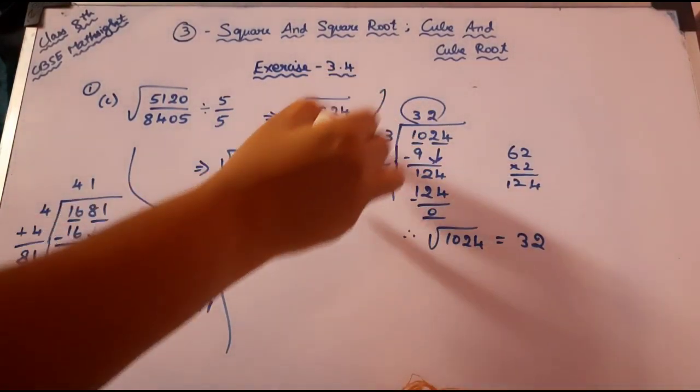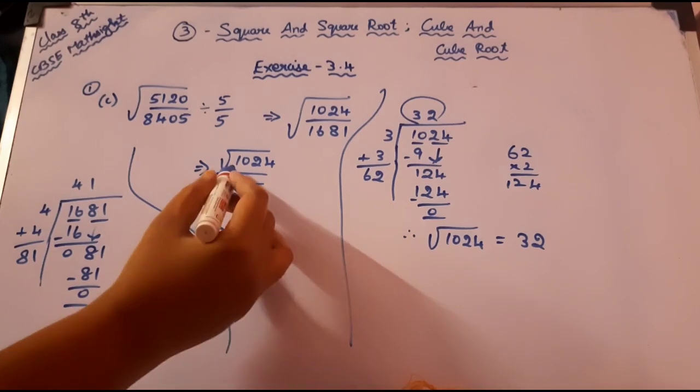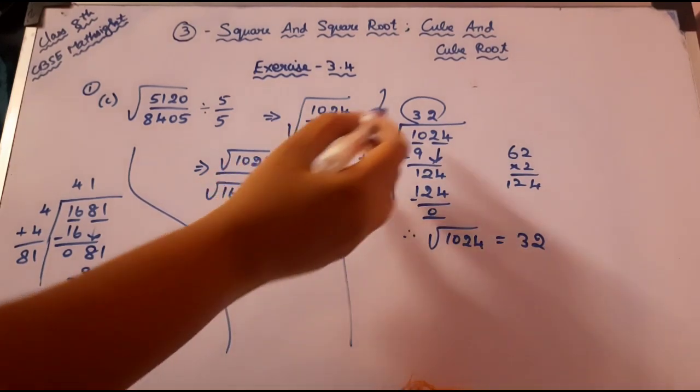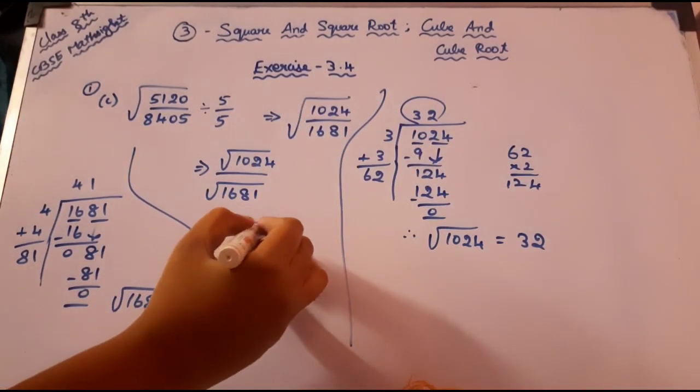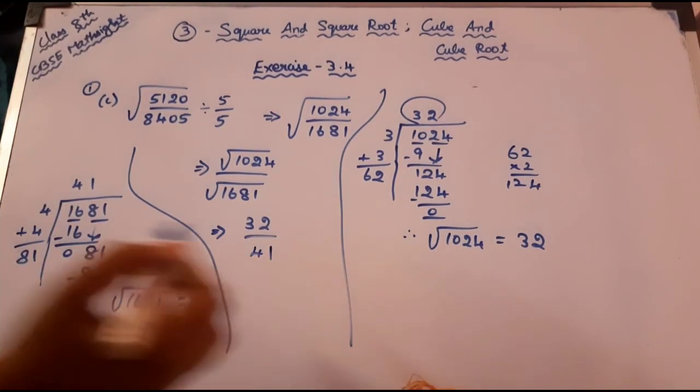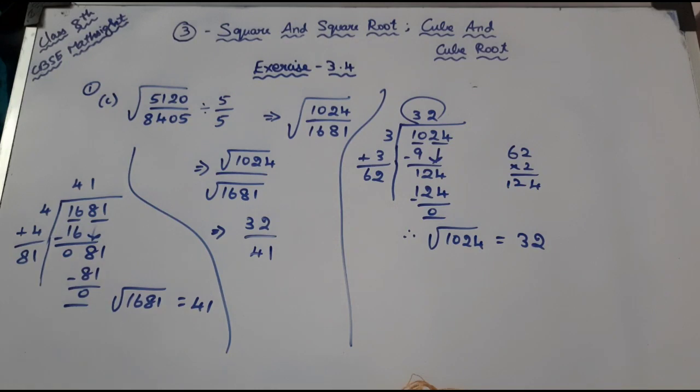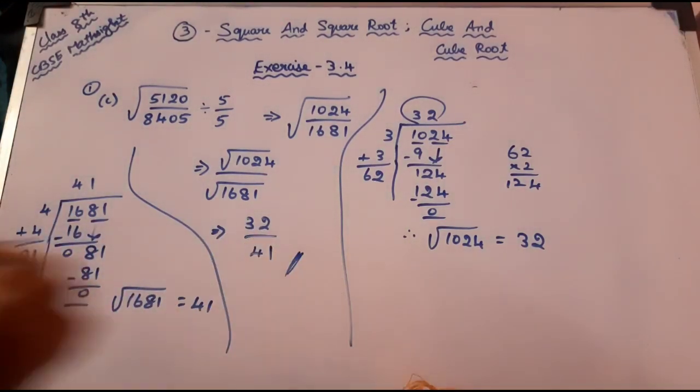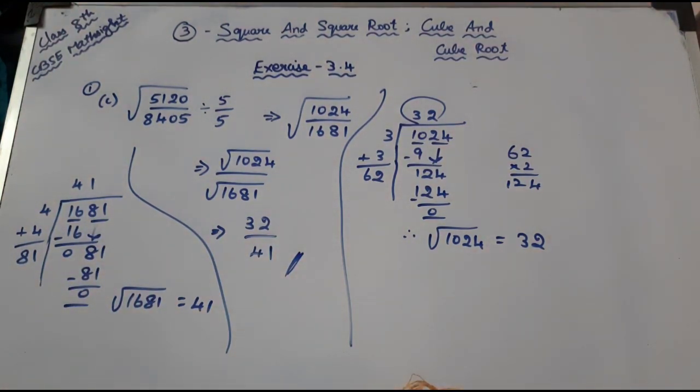So finally, the square root of 1024 is 32. So 32 divided by 41, since we will not be able to cancel more than this, the final answer will be 32 by 41.